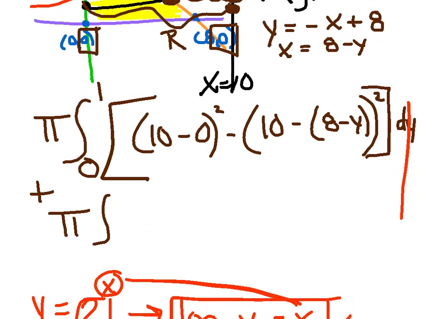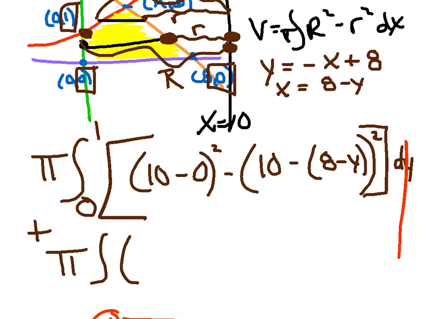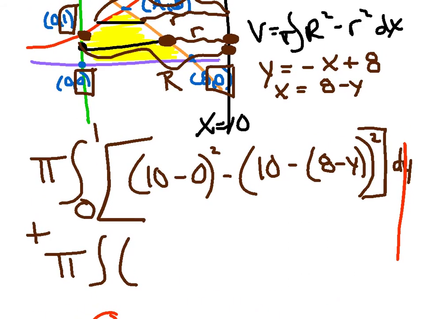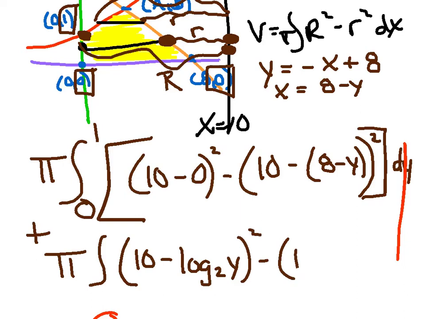So back to my equation. I better look at my picture again. All right, so I was describing my big R, which is going to be 10 minus log base 2 of y, squared, minus, my little r is going to be 10 minus the orange line, which is 8 minus y, squared dy.